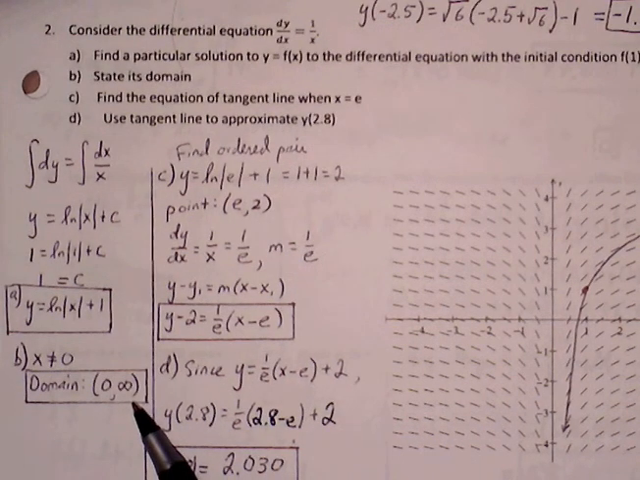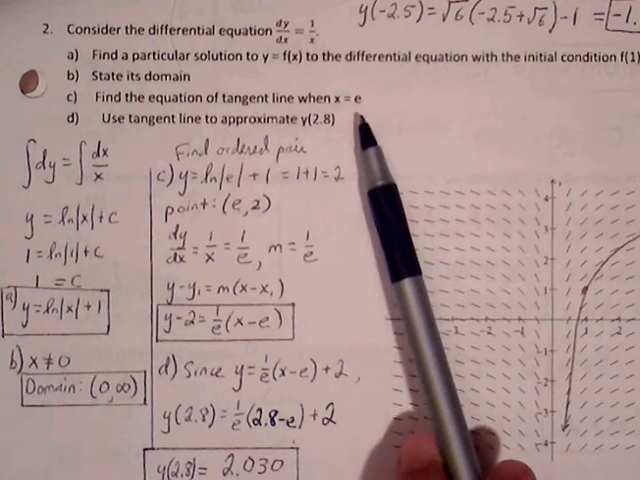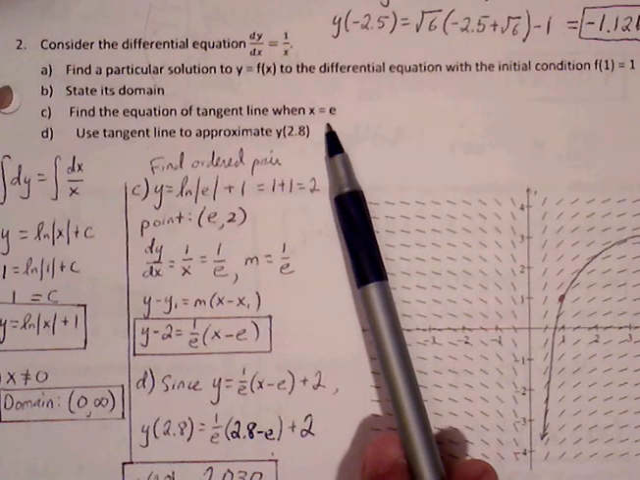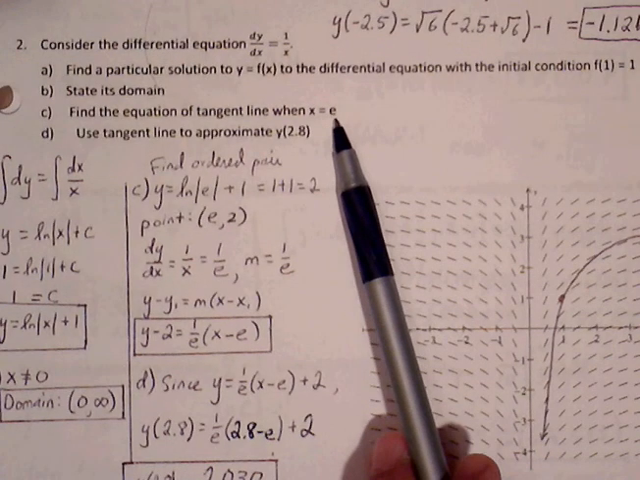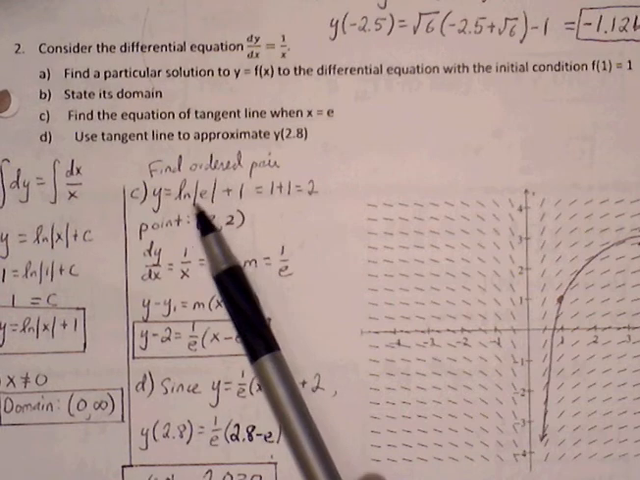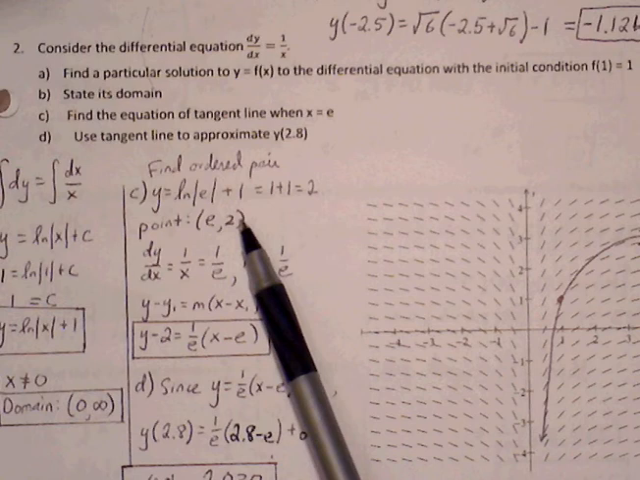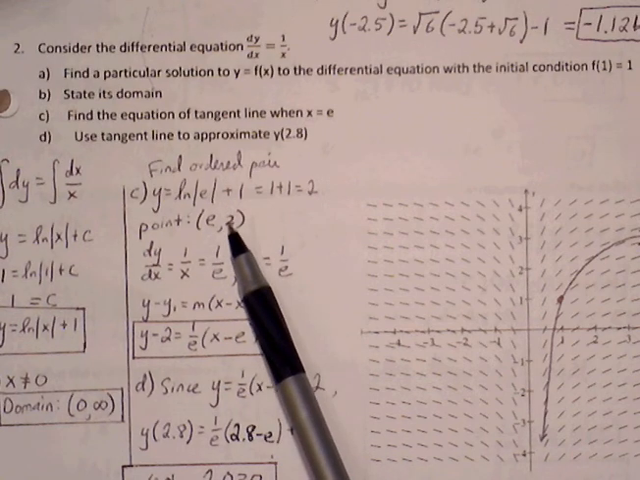Part C, find the equation of the tangent line. So if I want to find the equation of the tangent line, I need the y value first because I need the ordered pair. So I plug e in for x so we can find the y value at that point. So natural log of e is 1. 1 plus 1 is 2. So my y value is 2, so my ordered pair is e, 2.